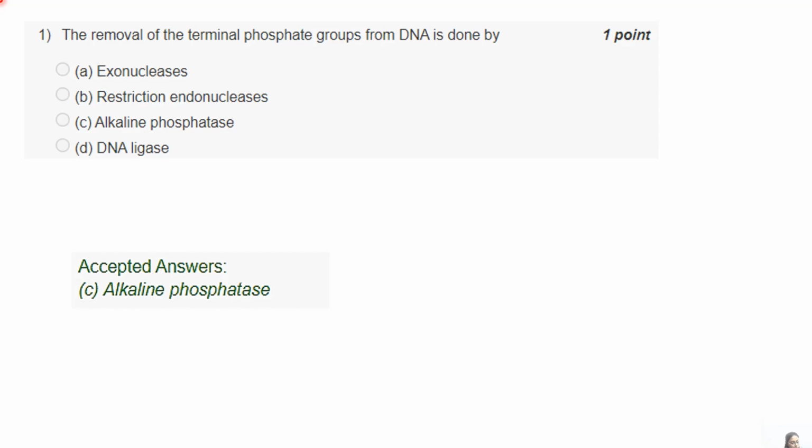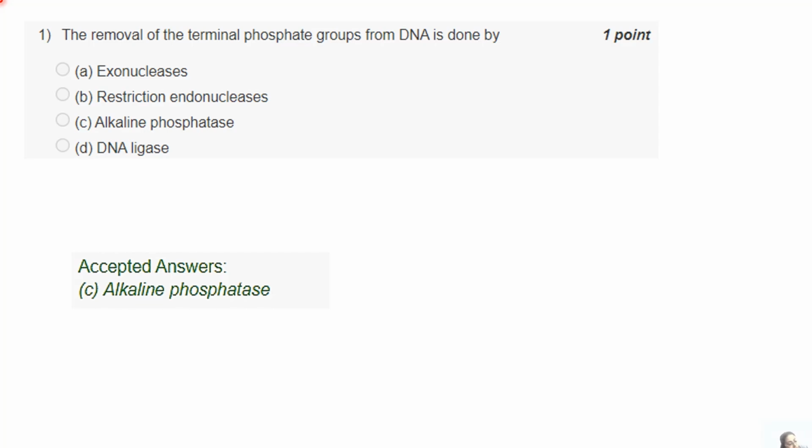No, ma'am, because DNA ligase is joining, it's a molecular glue, it will not remove anything. And other options like exonuclease are also cutting, but they don't remove any phosphate group from the DNA. Restriction endonuclease is also only cutting. They are from the nuclease class, so they don't remove any phosphate group from the DNA.